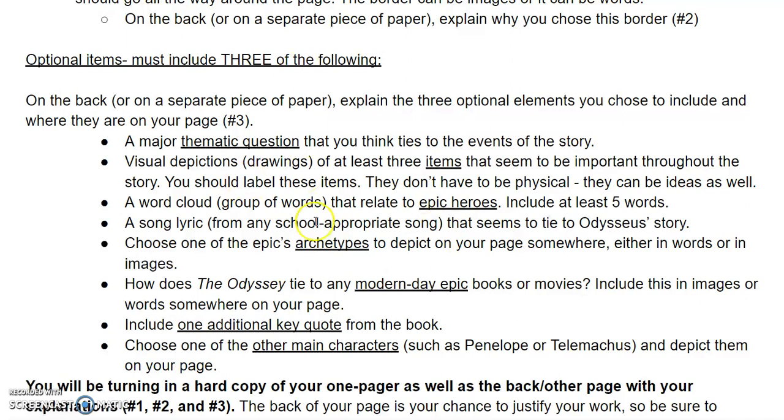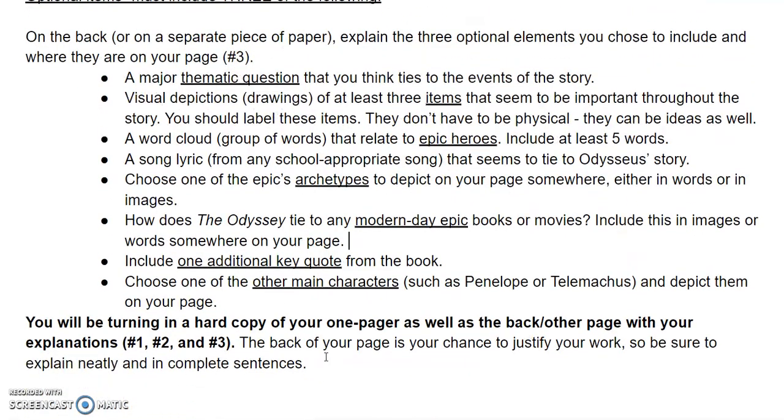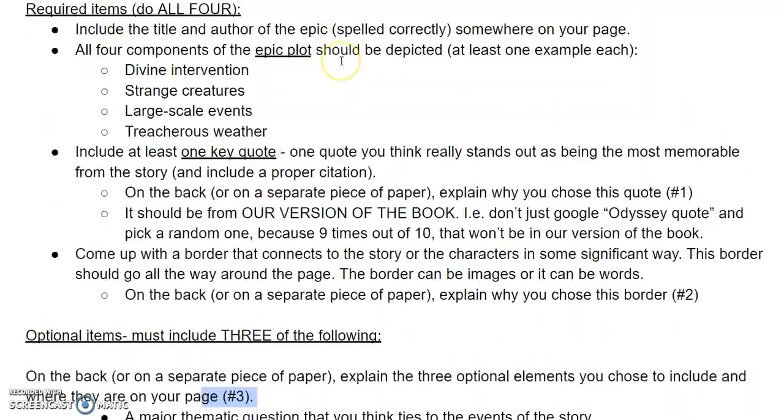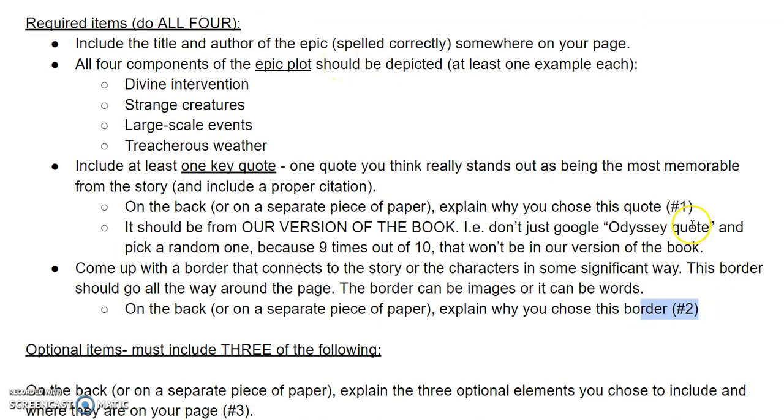So again, any 3 of these. And then on the back, you'll label number 3 and tell me which 3 things you picked and where they are on your page. And then on Monday, you're going to hand in a hard copy of the one-pager, either printed or drawn out on paper, as well as your answers on the back or on an attached sheet for numbers 1, 2, and 3. And again, those 3 things you need are labeled. Well, that's 3, this is 2, and this is 1. This one, yep, right there.